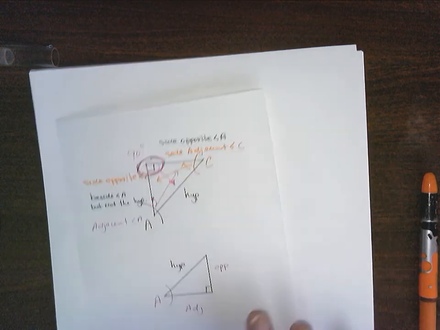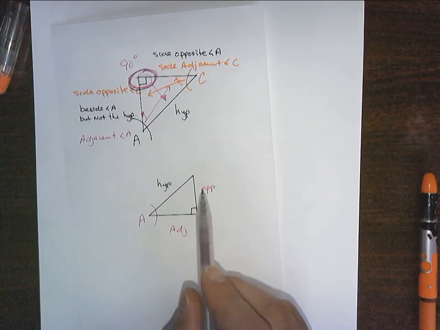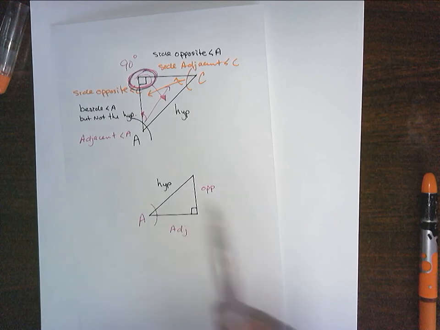So mathematicians are notoriously lazy. We're not going to write out the whole word. We're going to use OPP, ADJ, and HYP for a triangle. So that's how we're going to name a triangle, and that's how we're going to talk about side lengths that are opposite and adjacent to the non-right angle in the triangle.